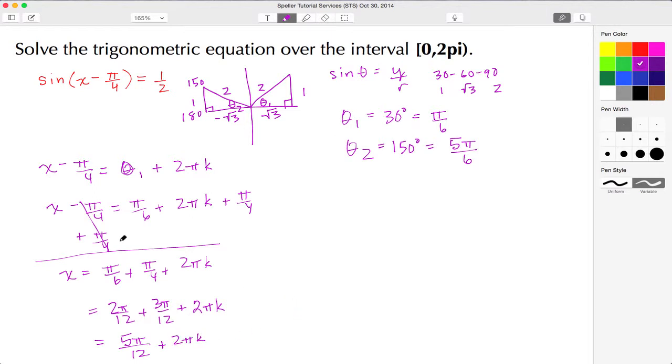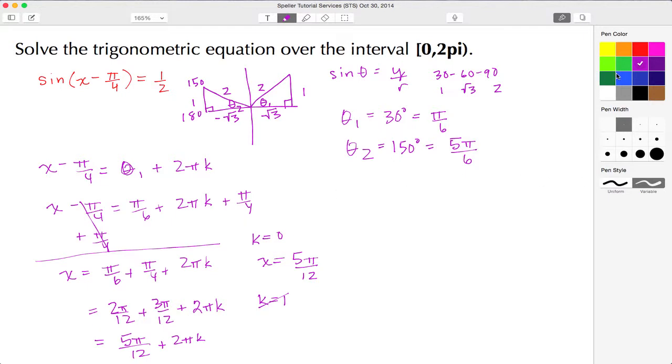If I substitute in a value, let's say k is 0, well, that means this section here, 2 pi times 0, is actually 0. So I see that when k is 0, my x value is 5 pi over 12. When k is 1, I'm already at 2 pi, and I know that with my interval, 2 pi is excluded, so I'm not going to have a value for k equals 1.